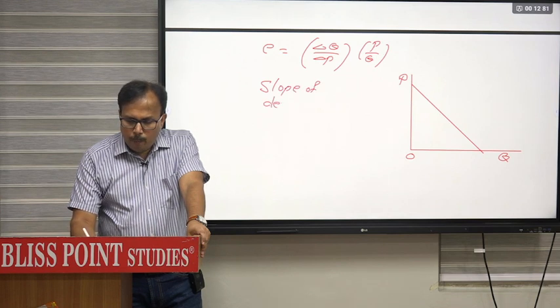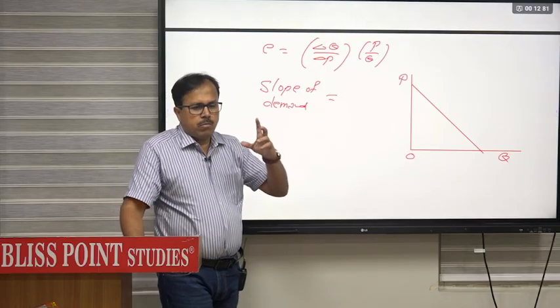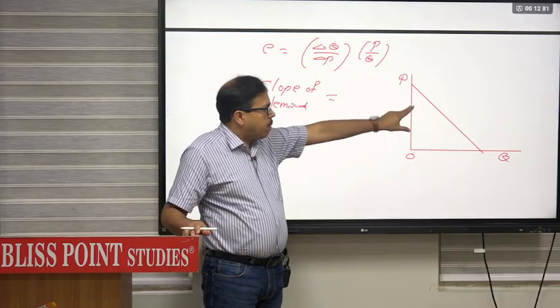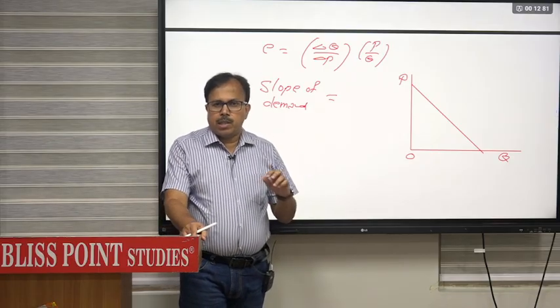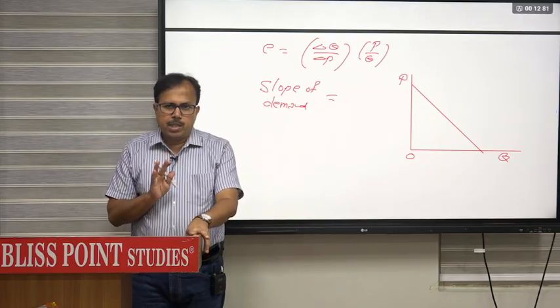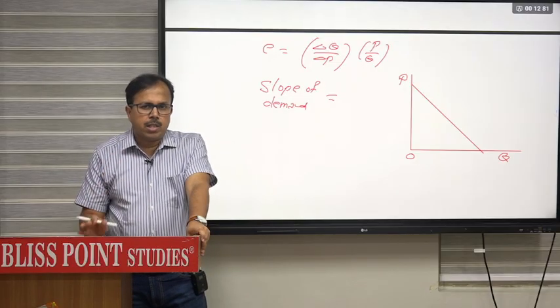Slope of demand curve. So what is the slope of that line? Slope of that line is geometrically, you can say, perpendicular by base, that is P by Q, or delta P by delta Q. Slope actually, mathematically, is dy by dx, but dy by dx means change in the vertical axis upon change in the horizontal axis.